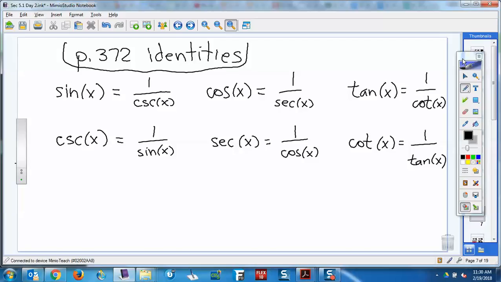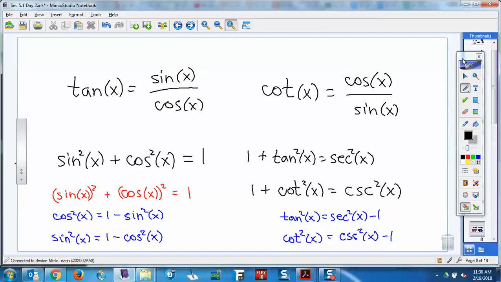Okay, so here's your reciprocal identities. We're pretty good with those, I think. Those we should know without much fuss, without much having to memorize. The tangent is sine over cosine, cotangent is cosine over sine. I think we're pretty good with those, but we've got to know those. These down here, I want to focus on for a few minutes. These come into play a lot in the problems we're going to be doing.